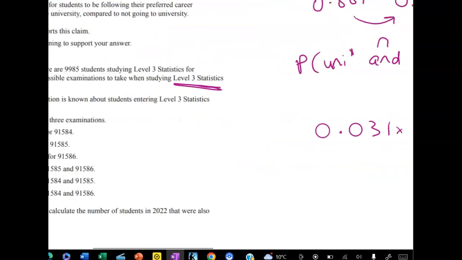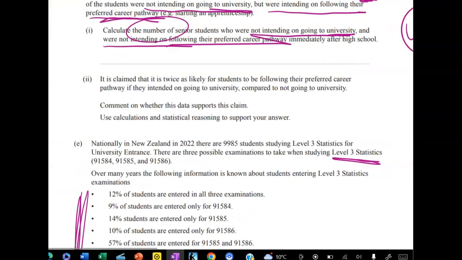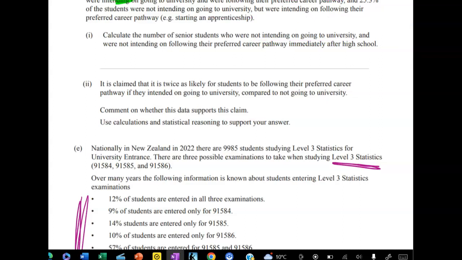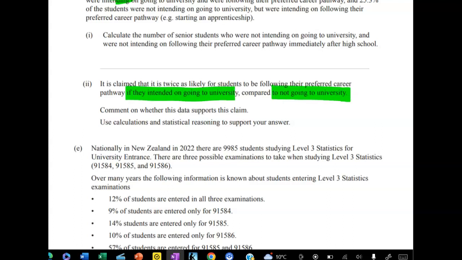Okay, so there we go. That's that question done. Now, I think that first one was a merit question. This next one is a relative risk claim. There's a claim that it is twice as likely for students to be following their preferred career pathway if they intend on going to uni compared to not going to university. So this is one conditional probability, and this is the next one. And we have to comment on whether the data supports the claim.